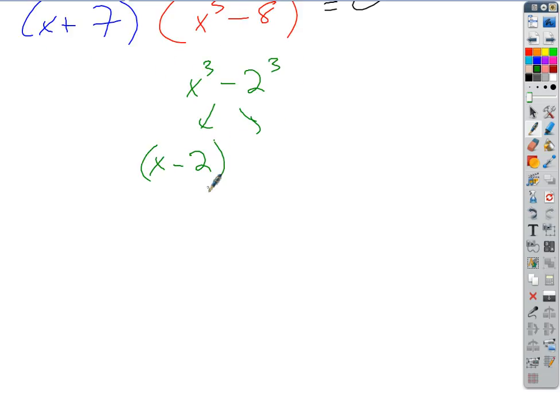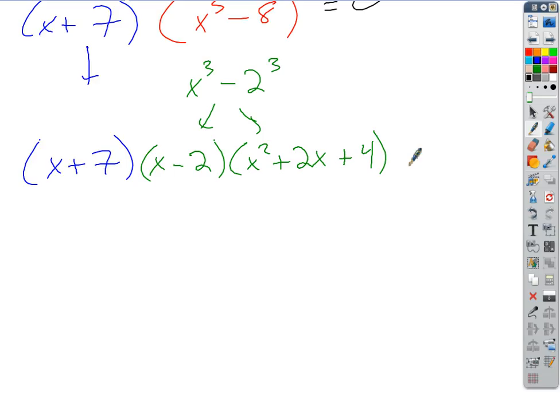Good, x minus 2. So there's that. Our a is x and our b is 2. So we get a minus b times a squared. Plus... 2 squared, so 4. Okay. And then out front we've still got our x plus 7. And the whole thing equals 0.